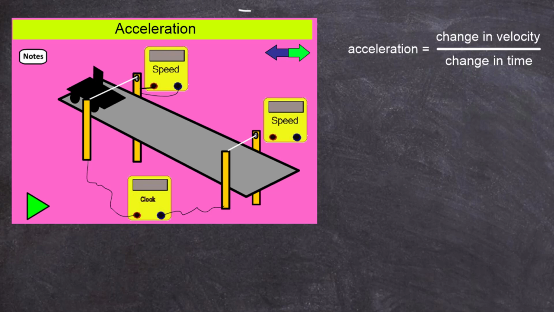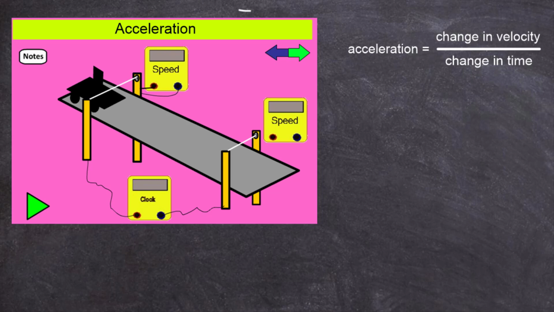The clock, which is attached to both light gates, is automatically started when the trolley passes through the first light gate and ends when it goes through the second light gate. So we have a way of measuring the time between those two velocities. So we can work out the acceleration from that practical setup.